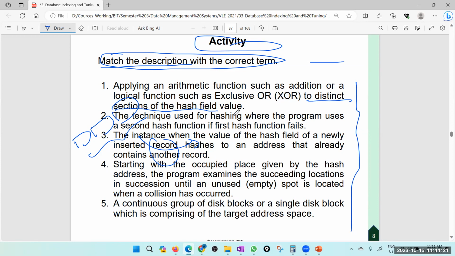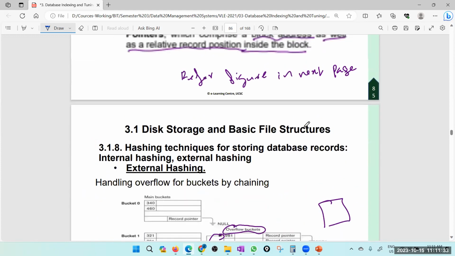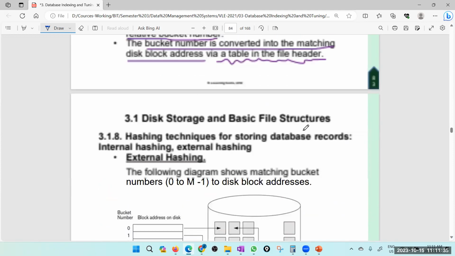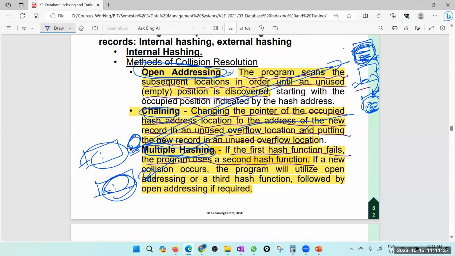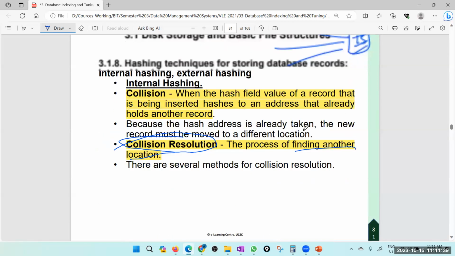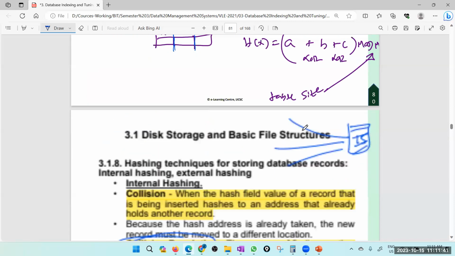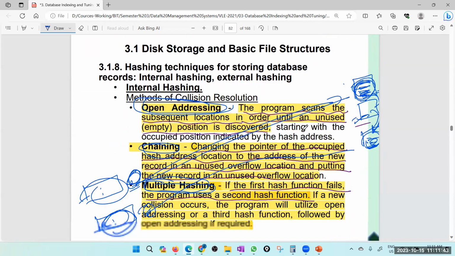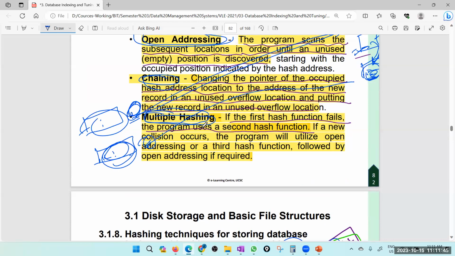The technique used for hashing where the program uses a second hash function if the first hash function fails, meaning it has collided, that is called multiple hashing. Or double hashing, but I think the better word is multiple hashing.